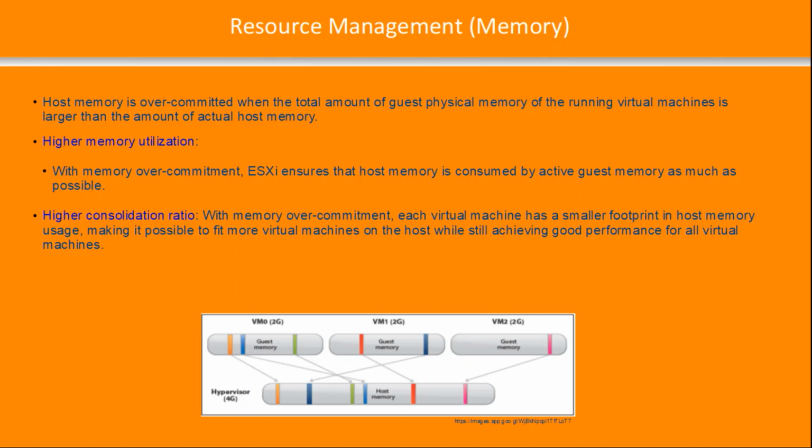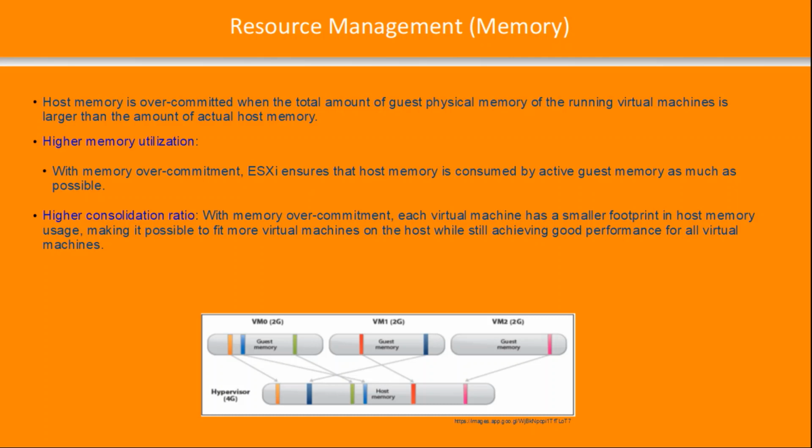Another added benefit is a higher consolidation ratio. With memory overcommitment, each virtual machine has a smaller footprint in host memory, making it possible to fit more virtual machines while still achieving good performance for all virtual machines.